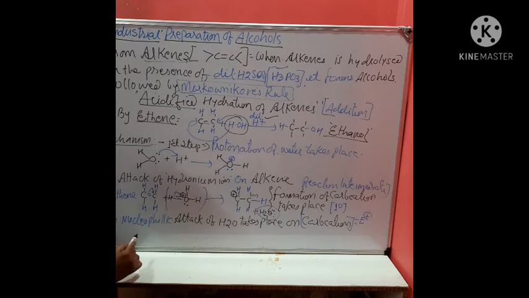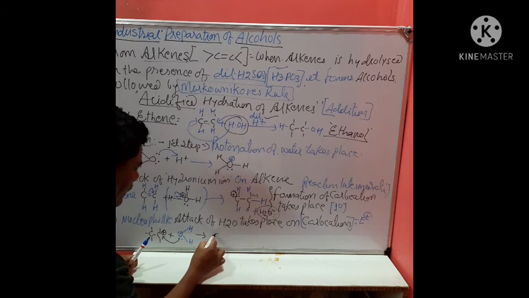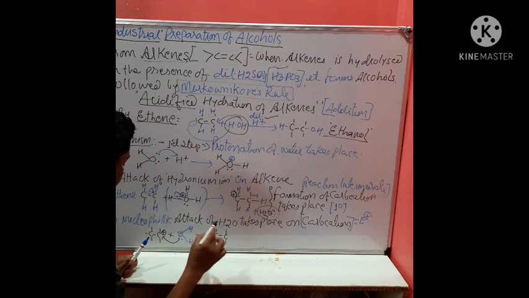So this is the ethyl carbocation. What is the ethyl carbocation? Electron deficient, plus water. This water has 2 lone pairs, therefore it acts as a nucleophile. So now the nucleophile will attack this carbocation, forming one of the intermediates, which is highly unstable.